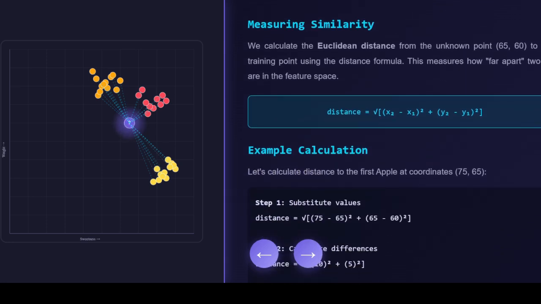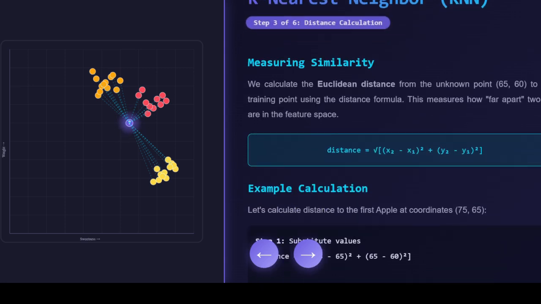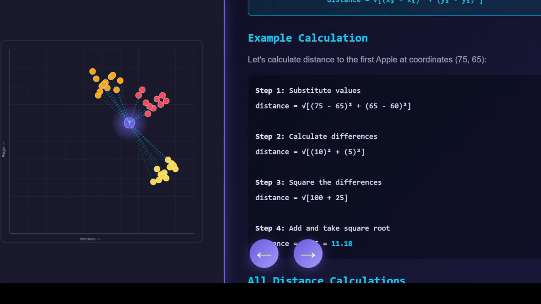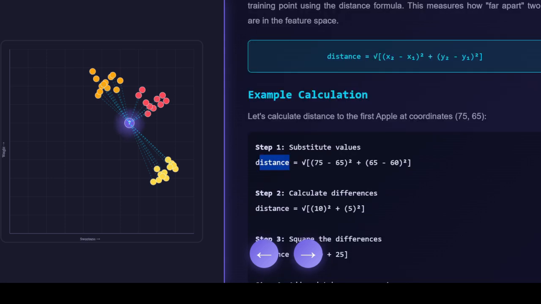So, measuring distances. Here we are using Euclidean distance. The formula of Euclidean distance is the square root of (x2 minus x1) whole square plus (y2 minus y1) whole square. The new point, which is 65 and 60, can be x1, y1, and the rest of the points, which fall under the apple category, banana category and orange category, are x2 and y2. So the distance is equal to the square root of (x2 minus x1) whole square plus (y2 minus y1) whole square, right?